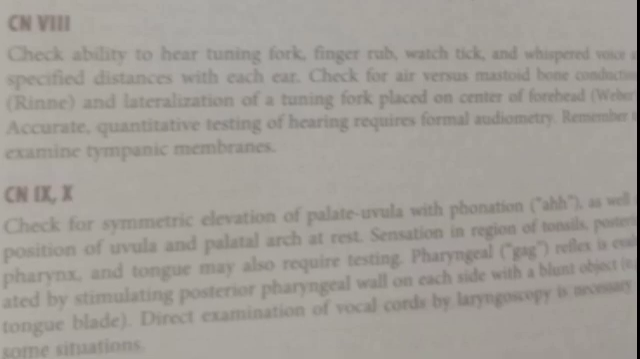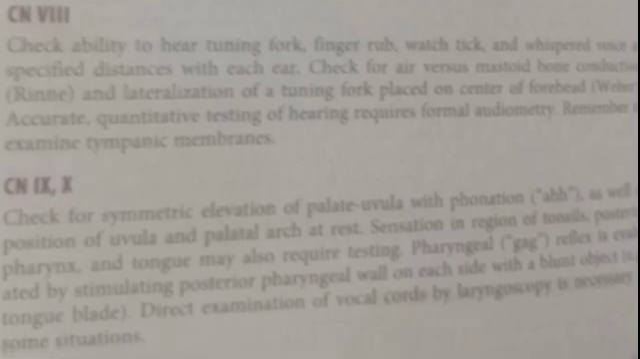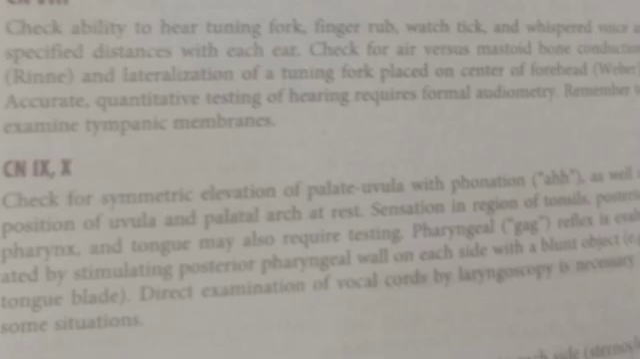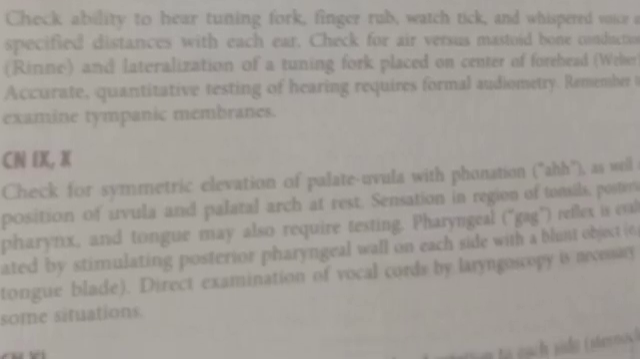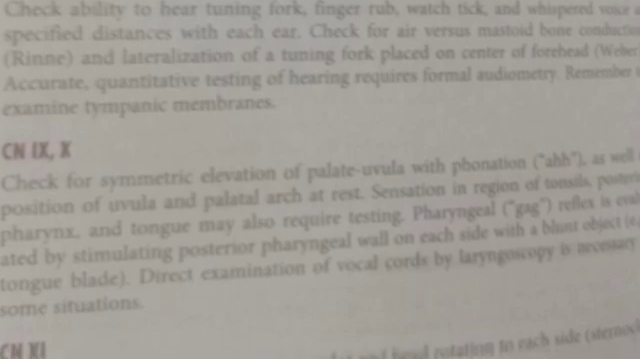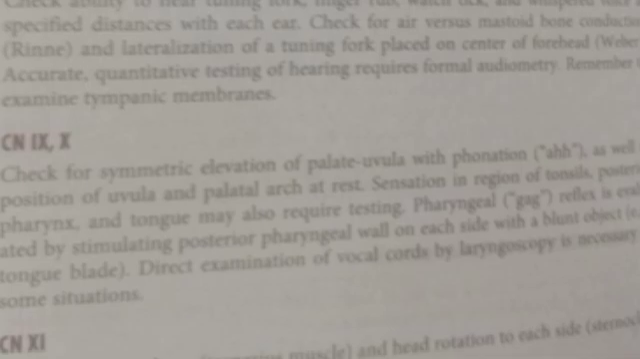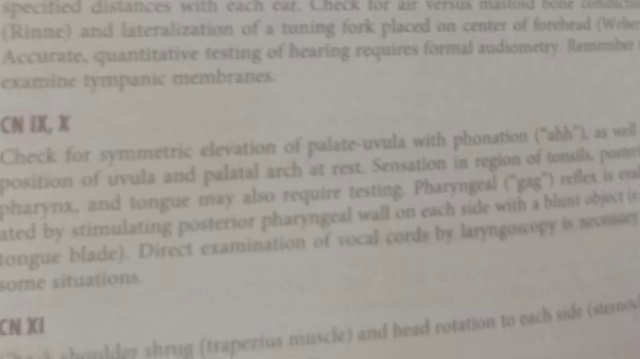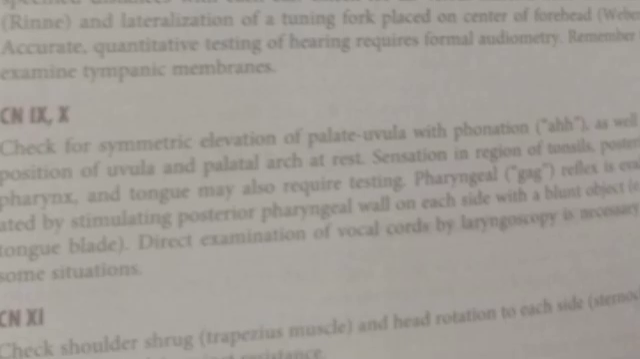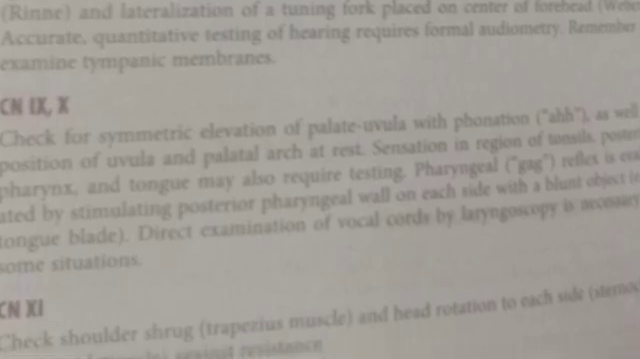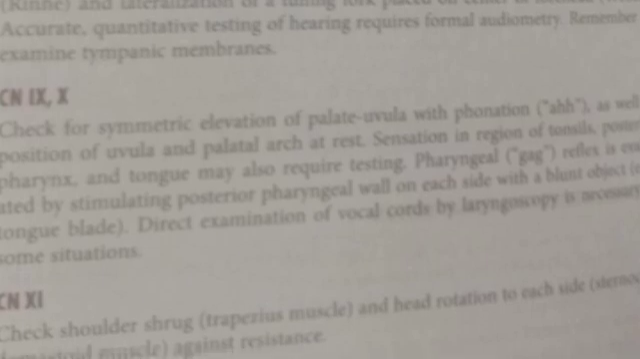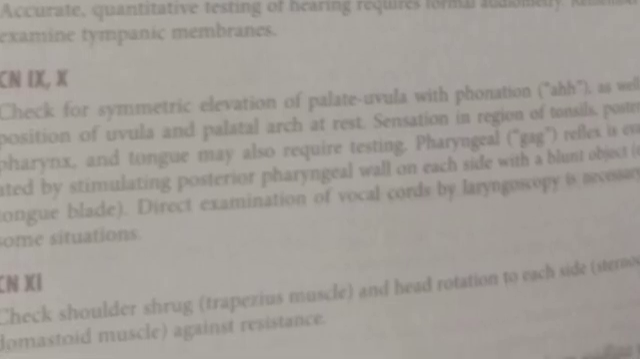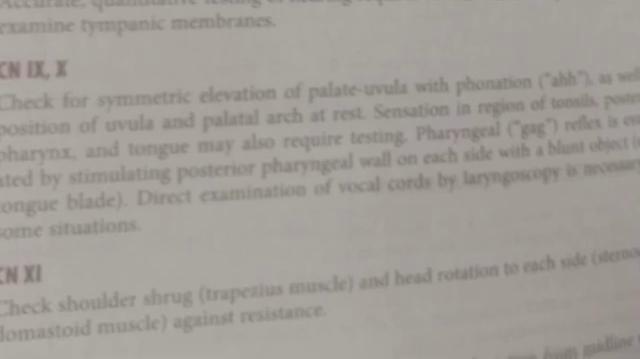The 9th and 10th cranial nerve examination includes checking for symmetric elevation of the palate and uvula with phonation, "aah", as well as the position of the uvula and palatal arch at rest. Sensation in the region of the tonsils, posterior pharynx and tongue may also require testing. The pharyngeal gag reflex is evaluated by stimulating the posterior pharyngeal wall on each side with a blunt object, for example the tongue blade. Direct examination of the vocal cords by laryngoscopy is necessary in some situations.